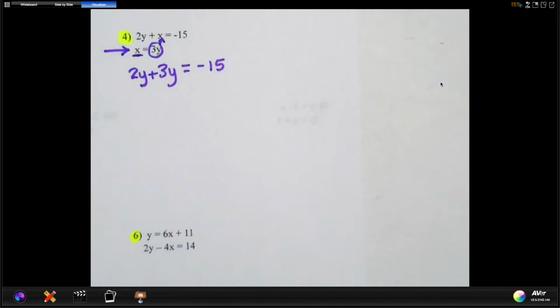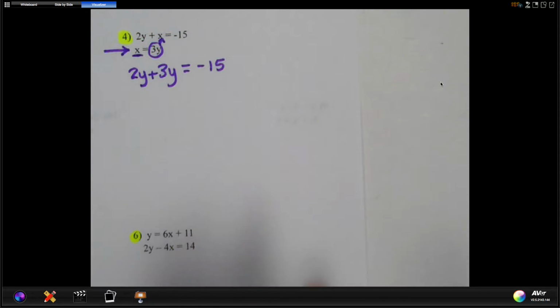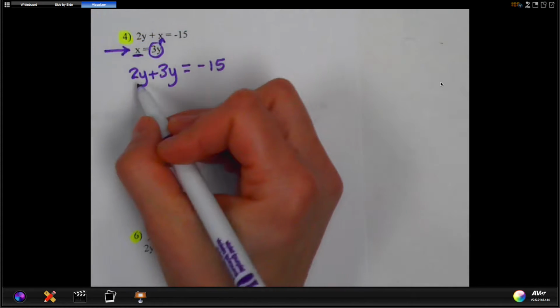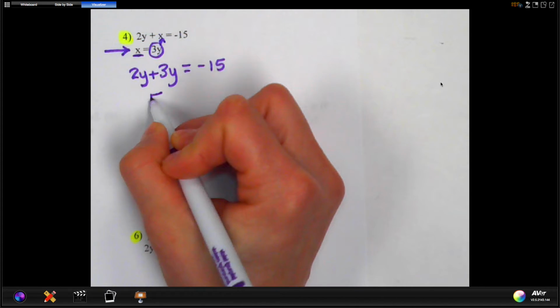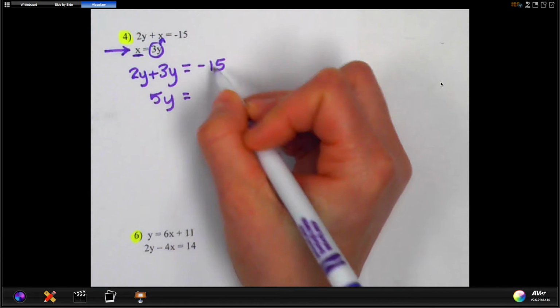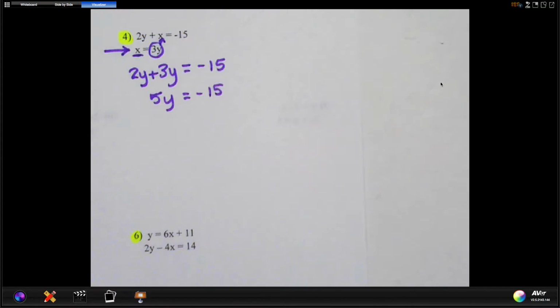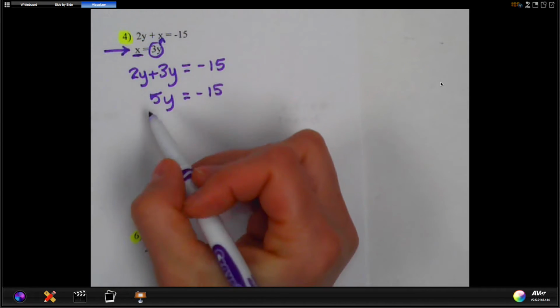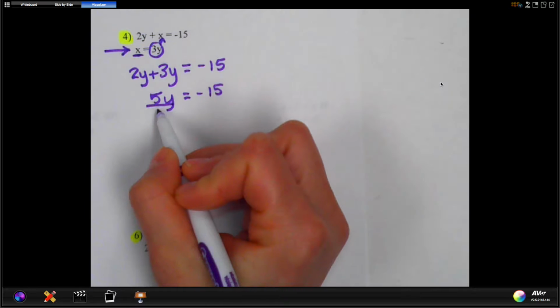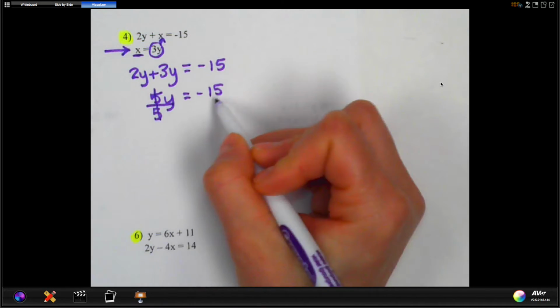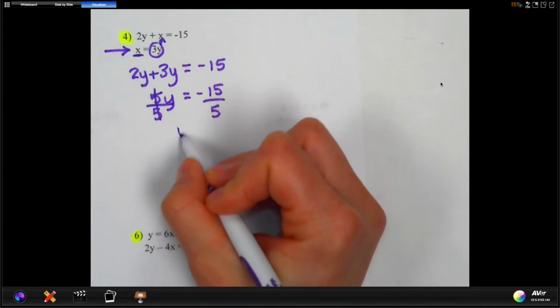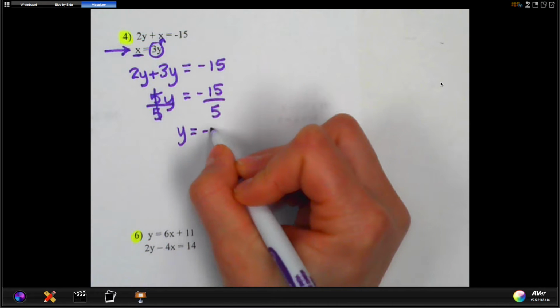All right, once you rewrite it, you got to ask yourself, is there anything to multiply? Nope. But is there like terms? Yes. So we're going to add 2y plus 3y to get 5y, and then bring down equals and negative 15. Okay, now we're to the last step already. We have to end by dividing the number out next to that y. So divide by 5, and we get y equals negative 3.